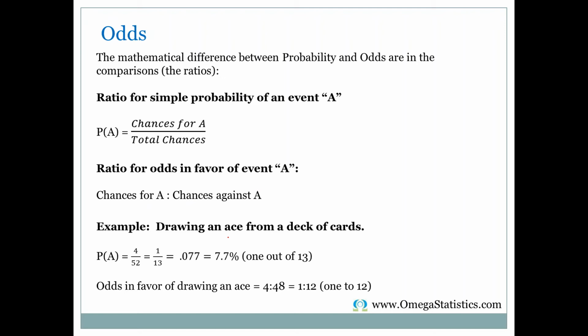Here's one where we're drawing an ace from a deck of cards. The probability of A would be 4. You can get 4 aces out of 52 cards. You can whittle that down to 1 over 13, 0.077, which is 7.7%. So 1 out of 13, 7.7%. The odds in favor of drawing an ace are 4 to 48, or 1 to 12. So a little bit different. Hopefully you're getting an idea of how that works.